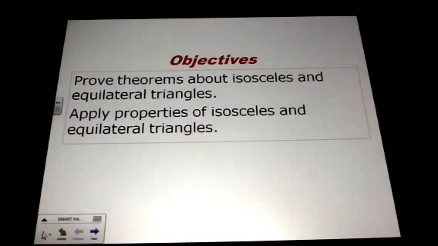Tonight we're going to learn 4-9, isosceles and equilateral triangles. Last section of this chapter. Okay, objectives. Prove theorems about isosceles and equilateral triangles. Apply properties of isosceles and equilateral triangles.